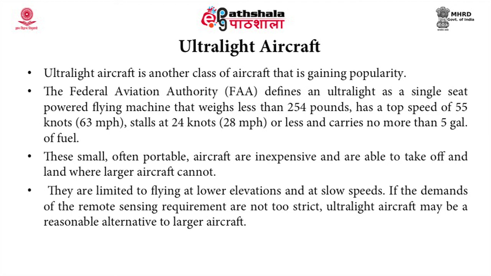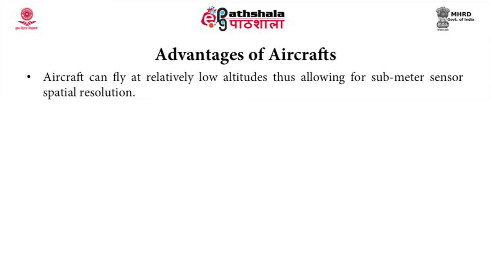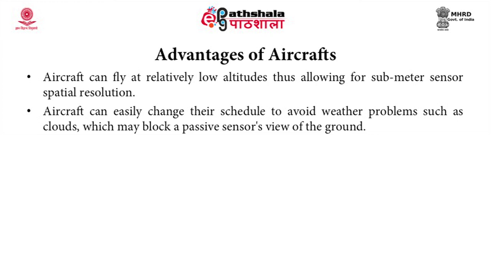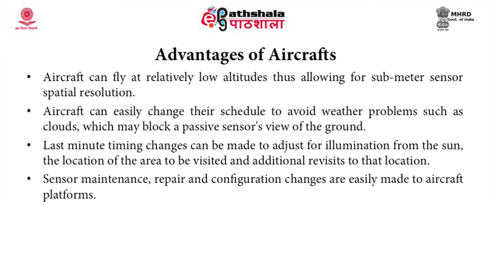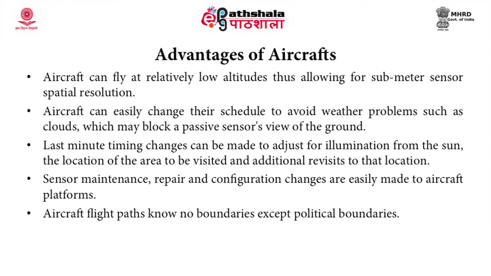The advantages of aircraft. Aircraft can fly at relatively low altitudes, thus allowing for sub-meter sensor spatial resolution. Aircraft can easily change their schedule to avoid weather problems such as clouds, which may block a passive sensor's view of the ground. Last minute timing changes can be made to adjust for illumination from the sun, the location of the area to be visited, and additional revisits to that location. Sensor maintenance, repair and configuration changes are easily made to aircraft platforms. Aircraft flight paths know no boundaries except political boundaries.